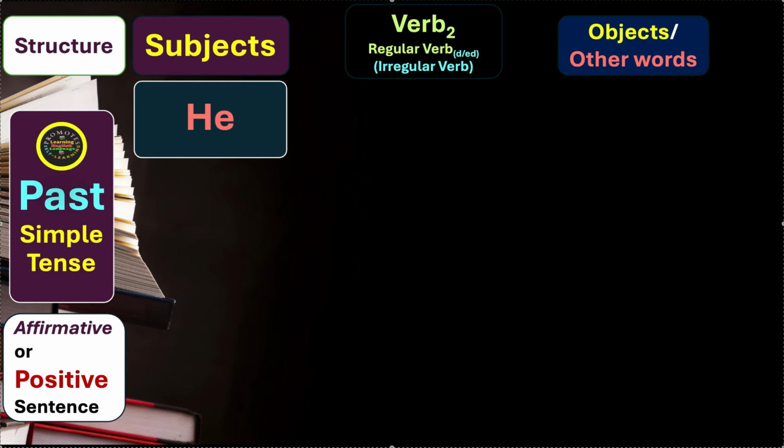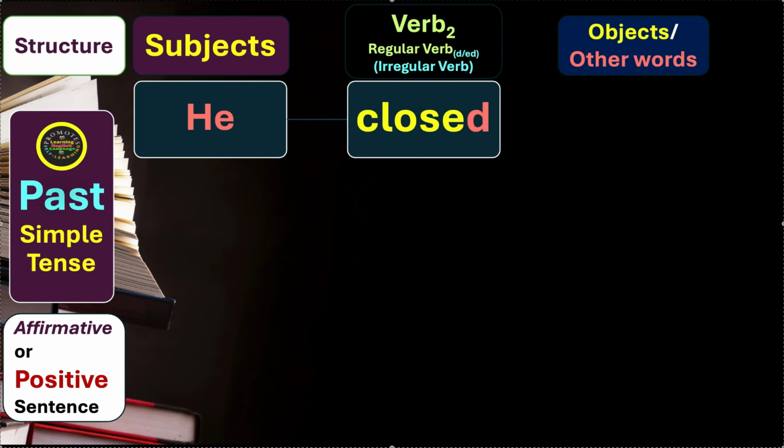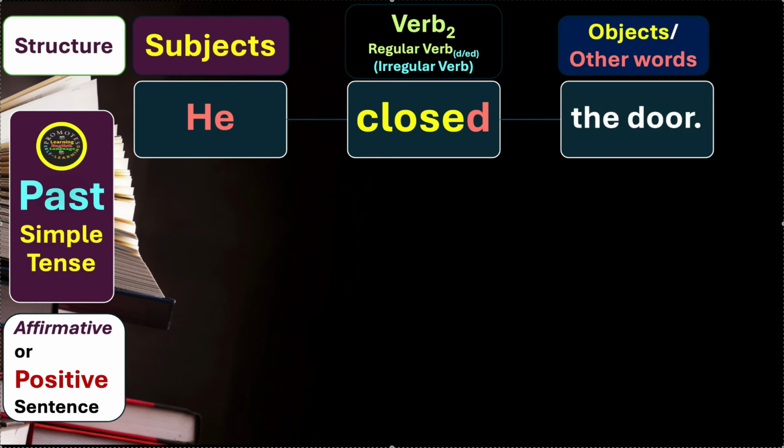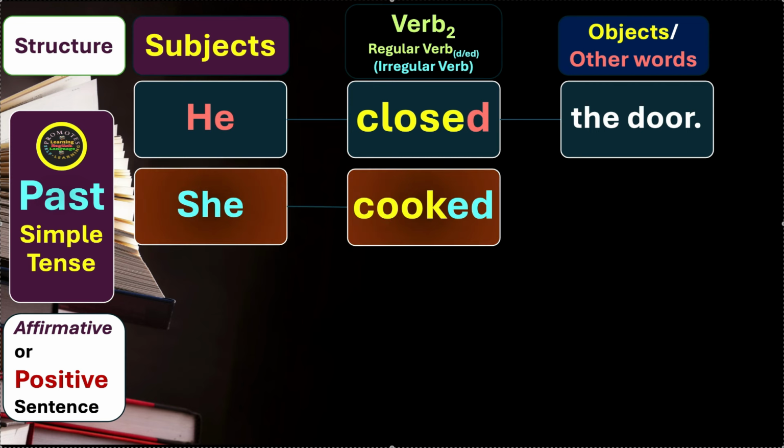If your subject is he, we use the second form of the verb closed. Here we add d at the end of the verb close. And then we have object. He closed the door. Likewise, your subject is she. We use the second form of the verb, but here we add ed. And then we have object.